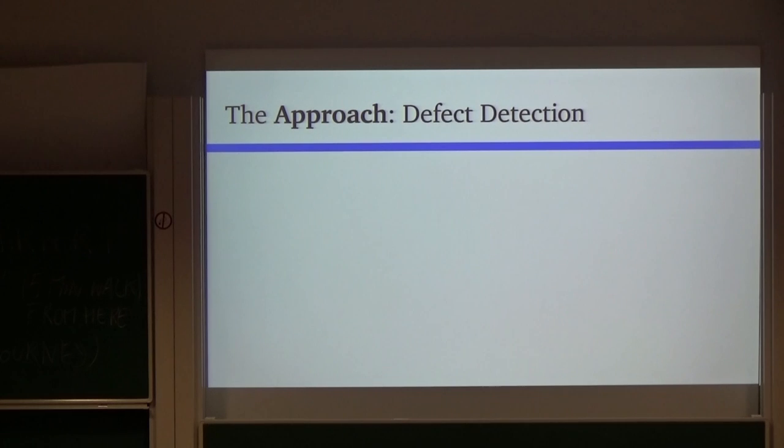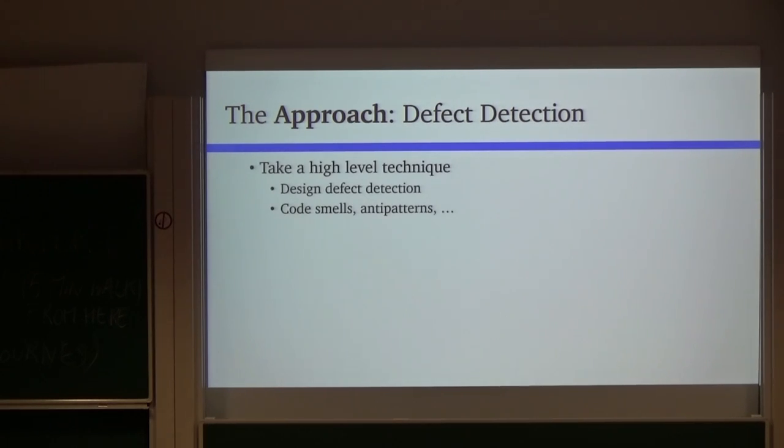But what I wanted to do here is to take some kind of high level technique. So in this case, defect detection. By defect, again, it's a term. I didn't coin it. I don't want to say that it's a bad thing, something that's identified with a defect. But this is a term. Usually, it's a term for things like code smells, anti-patterns, and other things that are bad-ish, right?